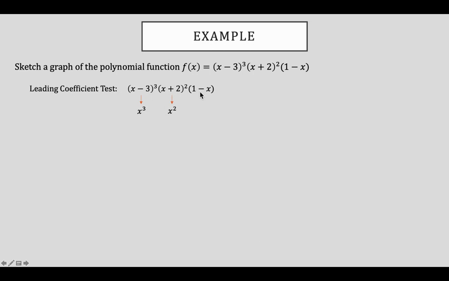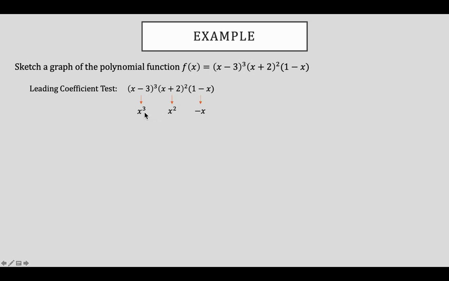And for my final grouping, my highest power of x is just going to be negative x. Pay careful attention. Make sure you include negatives if they are necessary. So, what would happen if we were to multiply all of these together?